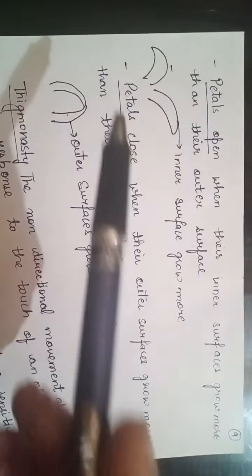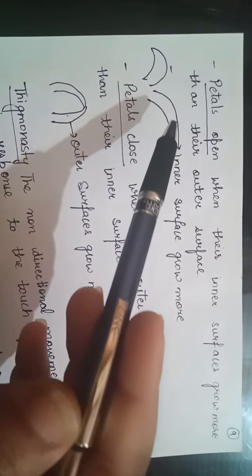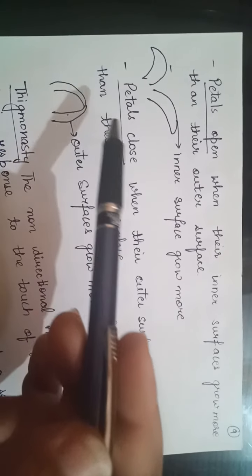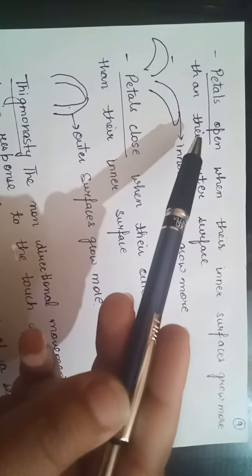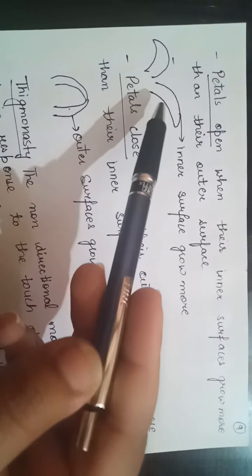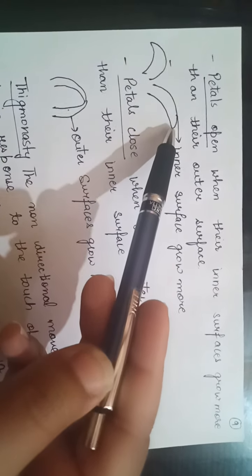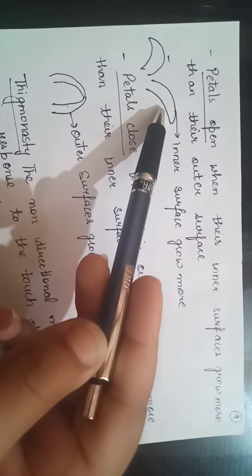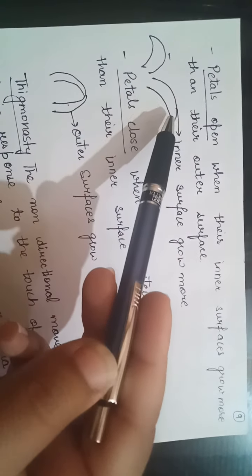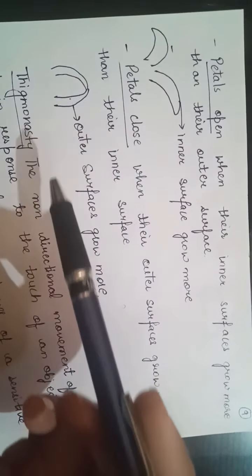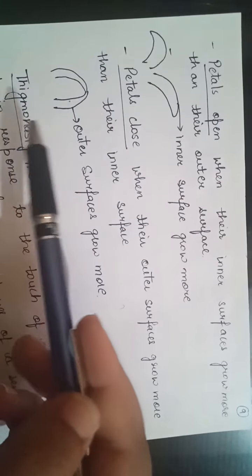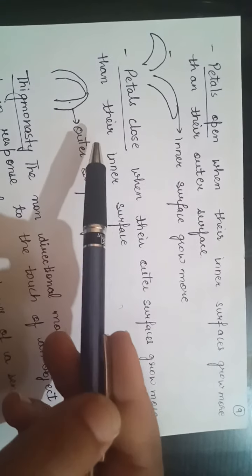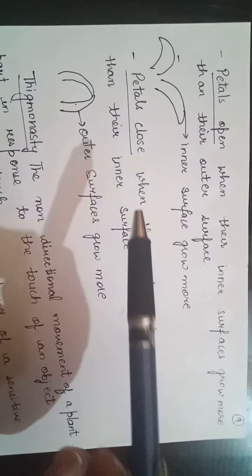It means that photonasty, the opening and the closing of the petals, occurs because of growth movement. Let's discuss that when the petals open, their inner surface grows more as compared to the outer surface. So that's why they open. And petals close when their outer surface grows more than their inner surface. So this is also photonasty, it is also a growth movement.